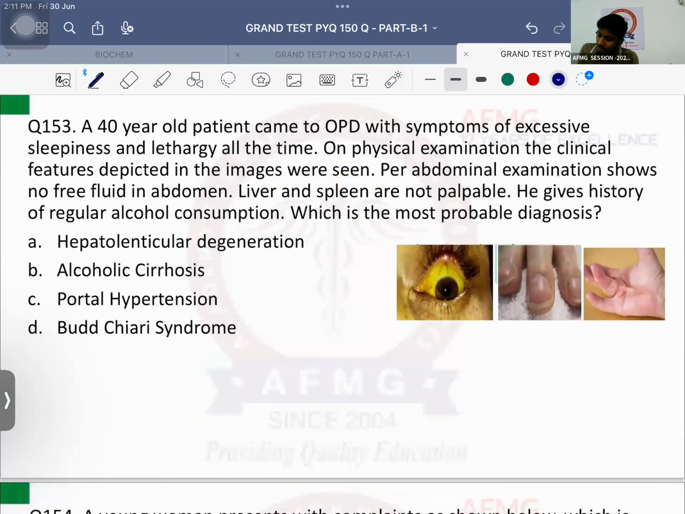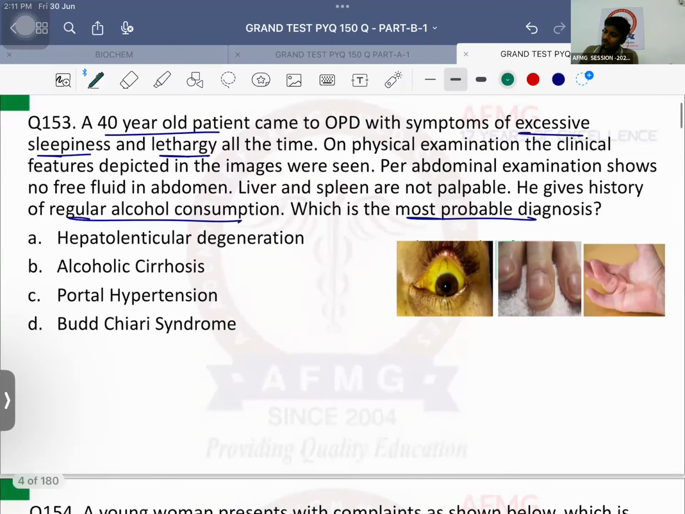It says a 40-year-old patient came to OPD with symptoms of excessive sleepiness and lethargy all the time. On physical examination, the clinical features depicted in the image were seen. Per abdominal examination shows no free fluid in the abdomen. So there is no ascites as such. Liver and spleen are not palpable. Okay, there is no hepatosplenomegaly also. He gives history of regular alcohol consumption. What is the most probable diagnosis?